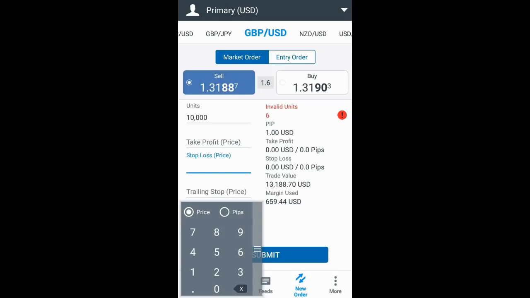But if you look on the right side where it says invalid units and it says number 6 there in red, right under that number 6 you see where it says PIP. Now that tells you how much each pip is worth. So that means as a moderate risk investor, as I'm willing to take 10,000 units, which is equivalent to 0.10 lot size, that means each pip is equivalent to $1. So 1 pip equals $1. So let's go back here real quick to take a look at that visually.